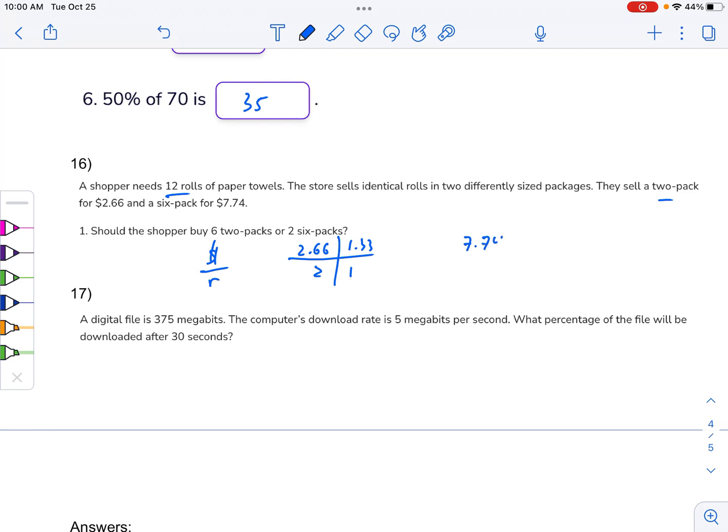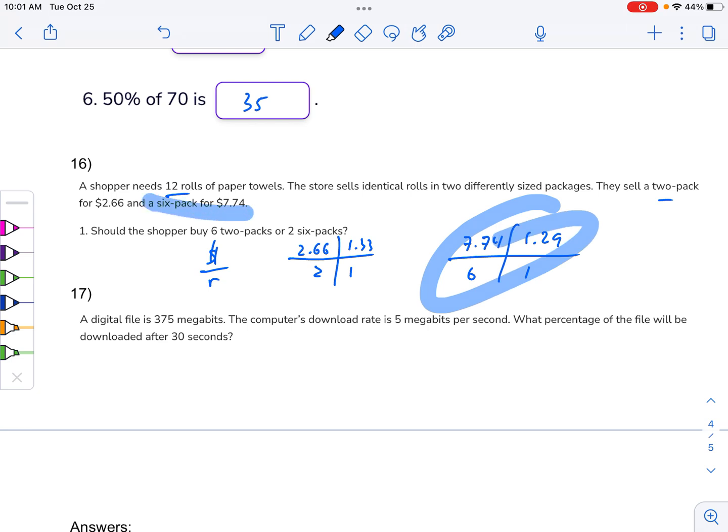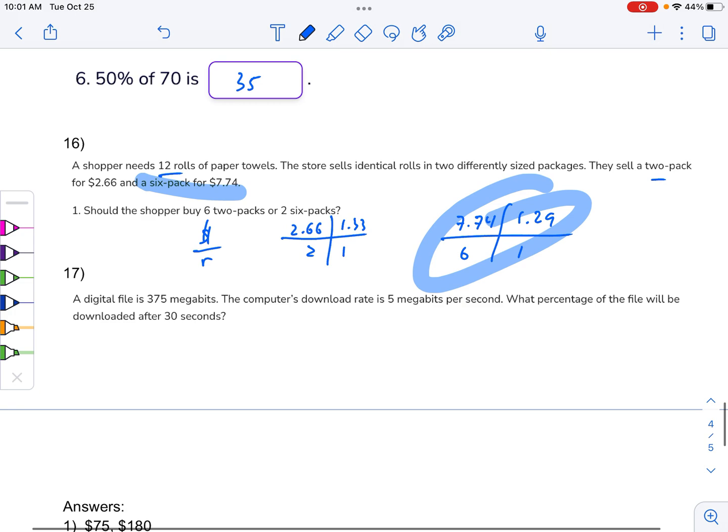And then I've got $7.74 for 6 rolls, and I want to find the unit rate per 1 roll. So $7.74 divided by 6 is $1.29. So this one is the better deal. Make sure I'm answering the question. So the 6-pack of rolls is a better deal.